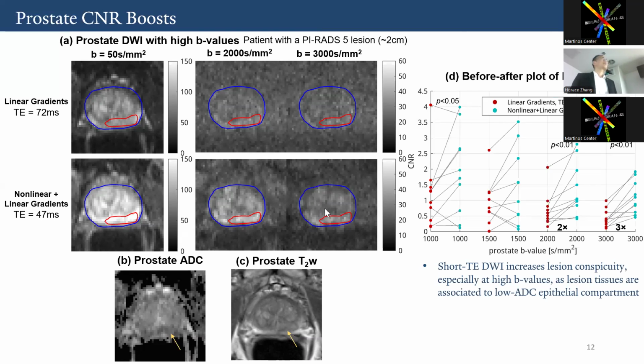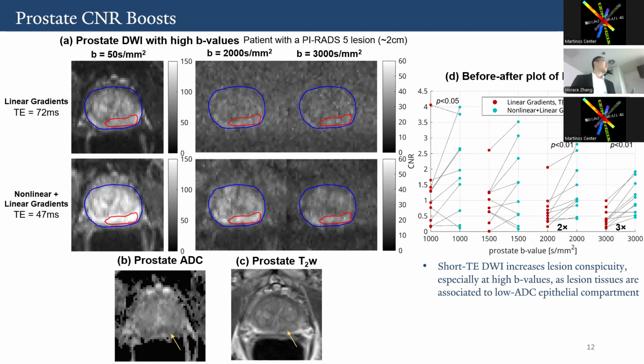So this is the plot for all the patients that we have scanned. You can see a consistent CNR boost. The red dot is long TE, the green dot is short TE. So the short TE does increase lesion conspicuity, especially at high b-values. For example, it almost doubled at 2,000 and almost tripled at 3,000, because the lesion tissues are associated with low ADC epithelial compartments.